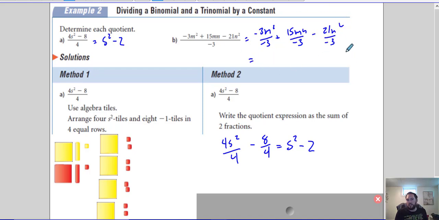So anytime I see a negative over a negative, it turns into a positive. So 3 and 3 turns into 1. So I get m squared. Positive 15 divided by negative 3 is minus 5mn. And negative 21 divided by negative 3 is plus 7n squared. Okay, so if I want to multiply or divide a constant into a polynomial, I simply do that by taking the constant and multiplying it or dividing it into each term of the polynomial.